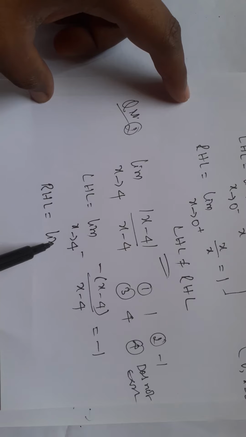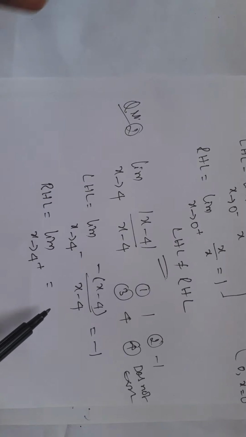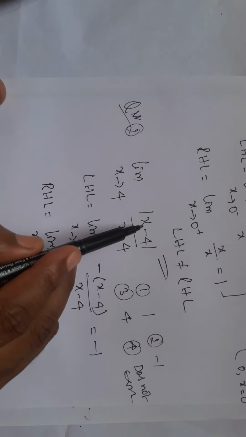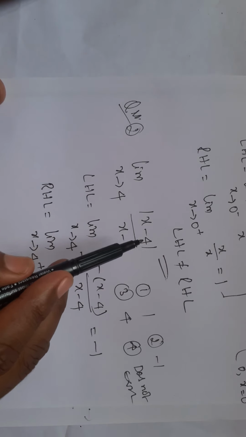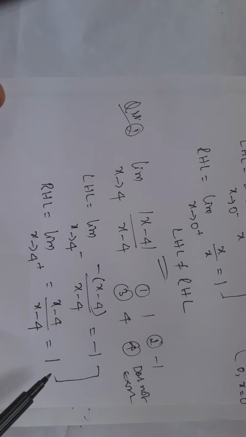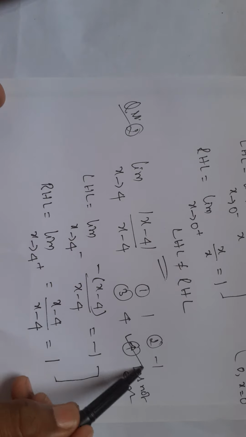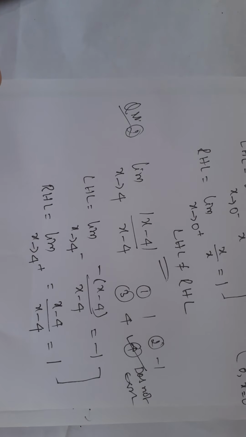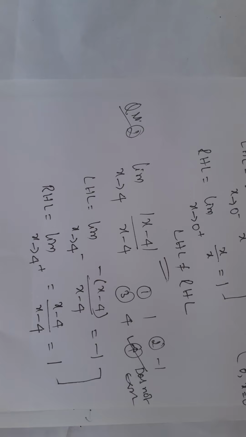And RHL is the limit as x tends to 4 plus. Take an example above 4, say 5. It becomes 5 minus 4, which is positive. Therefore it is x minus 4 by x minus 4, that is equal to 1. Once again, LHL is not equal to RHL, therefore the limit does not exist. These are the problems related to the existence of a limit. Next, I'll move on to one more question.